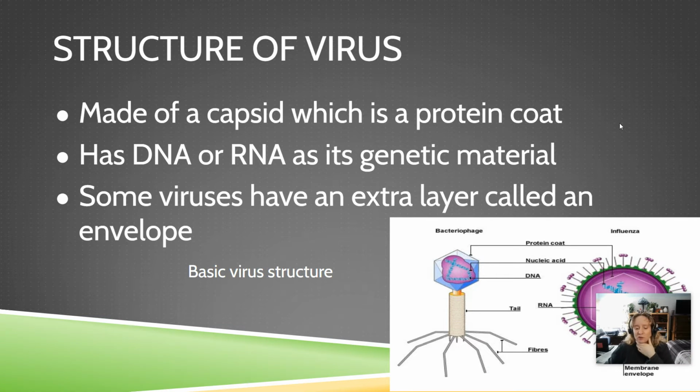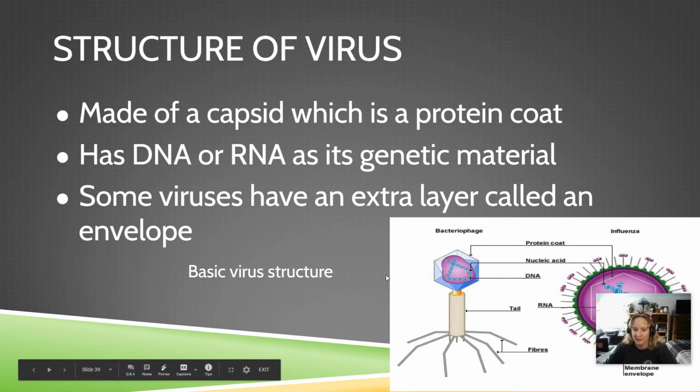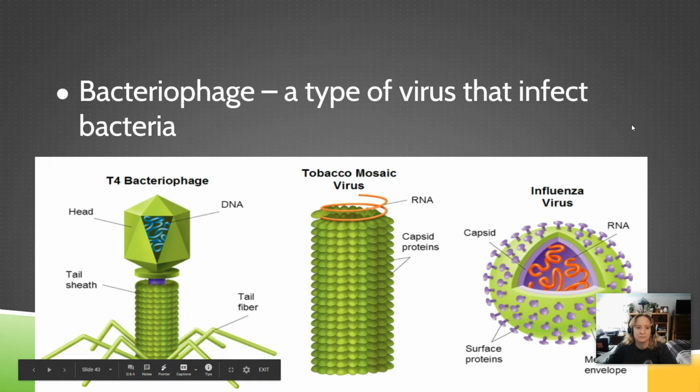Structure of viruses. Viruses do come in a few different shapes, but they all have a capsid, the protein coat. They have DNA or RNA as the genetic material. That is what actually takes over and allows the virus to work into our cells, and our cells make more viruses because they use that DNA. Some viruses have an extra layer called an envelope, covering part of the basic structure.